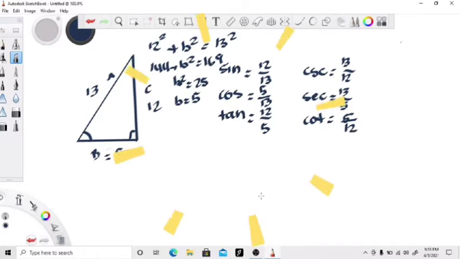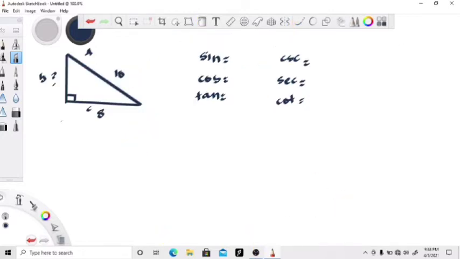That's for our first example. Now let's move on to another example. So let's have this triangle. In here, we're gonna find again the missing side, which is b. Again, let's label again or group.